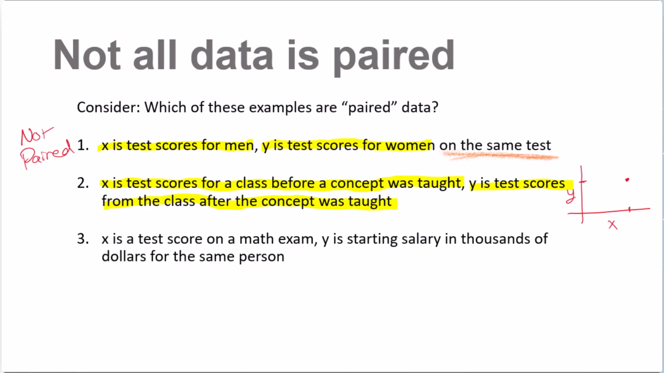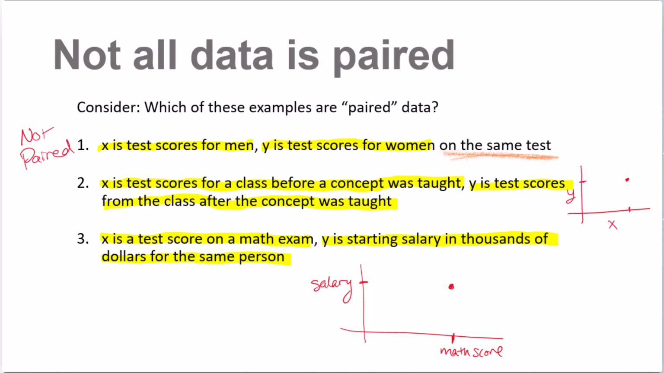In my third example here, I have X is test scores on a math exam, and Y is the starting salary in thousands of dollars for the same person. So since these X's and Y's are linked again by the same person, we can think about creating a scatter plot, and a point on that scatter plot would represent the X score, their math score, and the Y value would be their salary in thousands. So each dot would represent one person.